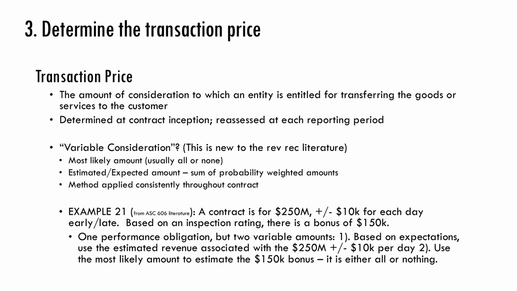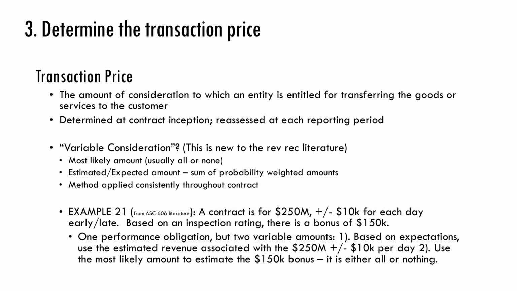This is where variable consideration comes in as well. And there's a new piece here that's not in the current revenue recognition literature. It talks about two methods. It talks about the most likely amount. So if there's some kind of a clause that says, if I meet a certain obligation, I'm going to get this bonus or I'm not. What is most likely? Am I going to get it or am I not going to get it? It's usually all or none. Or there's an estimated or expected amount, which could be a sum of probability weighted amounts. Typically, once you apply one of these methods to a contract, it's used consistently throughout. It's very rare that that would change.